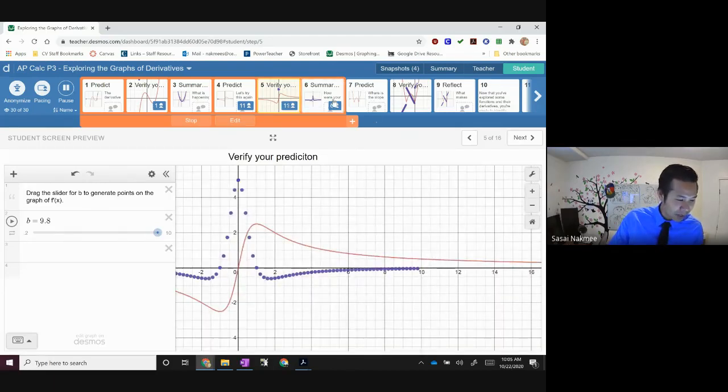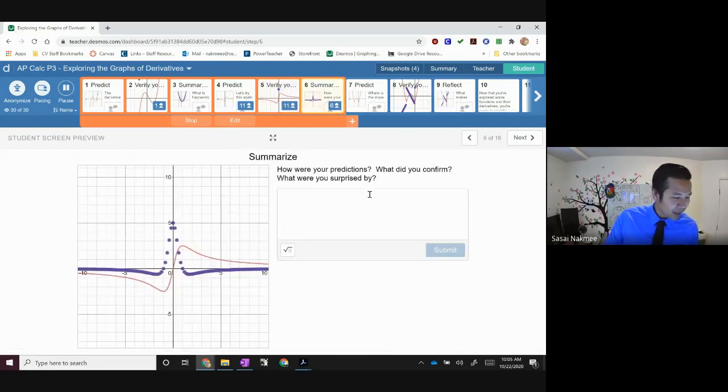So if you guys could go on to slide 6, type out your summary. How was your prediction? What did you confirm, and what were you surprised by? I'm looking at your answers from your predictions, and I think a lot of you were really good on these answers. So your predictions were pretty good. What did you realize actually is happening there, and what were you surprised by?